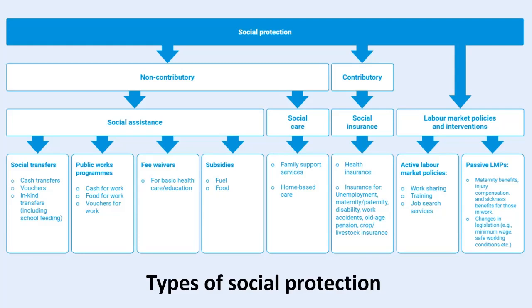Social assistance could be in the form of social transfers, when, for example, the government transfers money to certain groups of the population. It could be cash transfer, voucher, or in-kind transfer, for example, school feeding, soap, or food for a certain group of the population. It can also be a public works program, what we call cash for work, when you have someone working instead of cash, working instead of food. It could be fee waivers on basic services such as healthcare or education. It could be the government giving subsidies for fuel or for food.